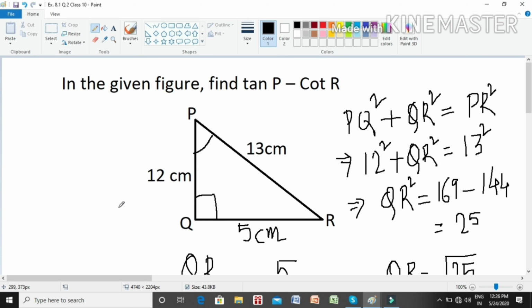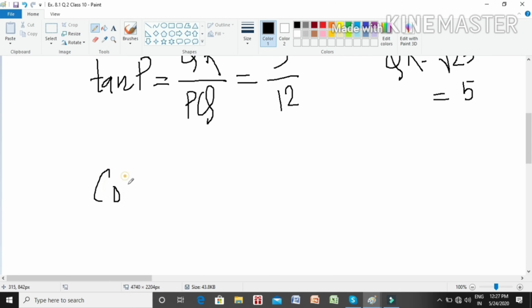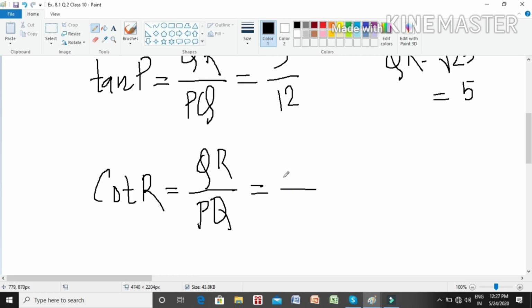And cot R. Now what is cot R? Cot is the reverse of tan. So if tan is perpendicular by base, cot will be base by perpendicular. So for cot R, if this is the new target, base by perpendicular, if this is R, this is the theta, so base will be QR and perpendicular will be PQ. So cot R will be QR by PQ. QR will be equal to 5, PQ will be equal to 12.